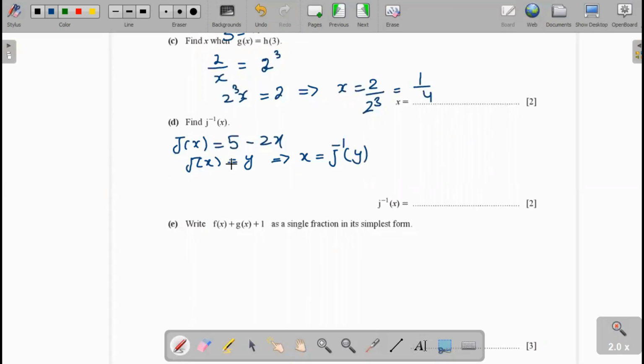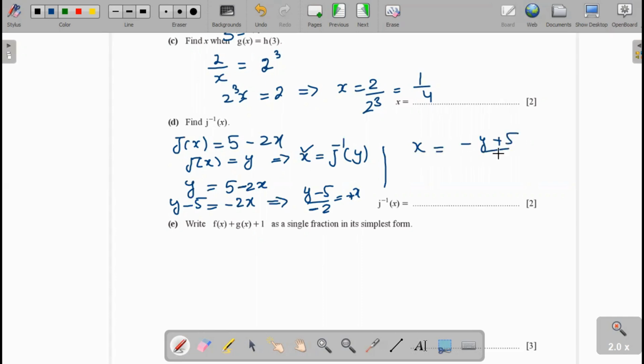And g of x can be written as y equal to 5 minus 2x, and to find the inverse, we make x the subject of this equation. You see here that y minus 5 is equal to minus 2x, and that is equal to y minus 5 over minus 2 equal to x. Now we can write it as x equal to minus y plus 5 over 2.